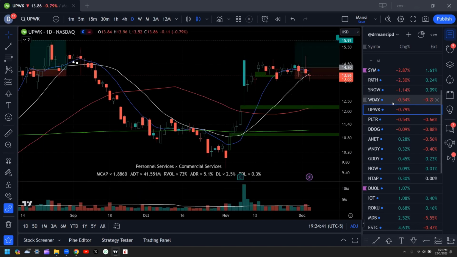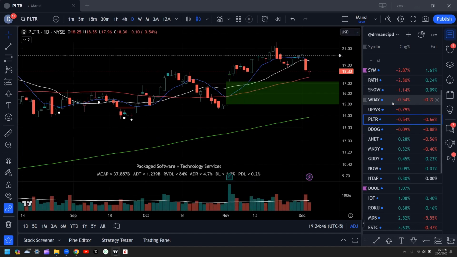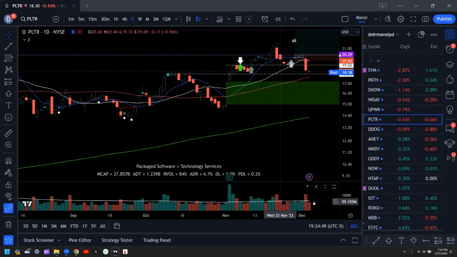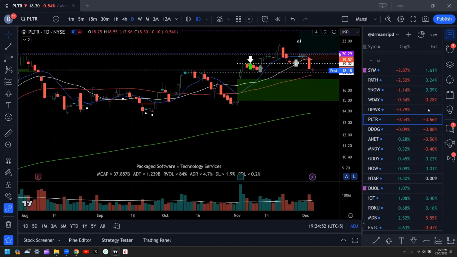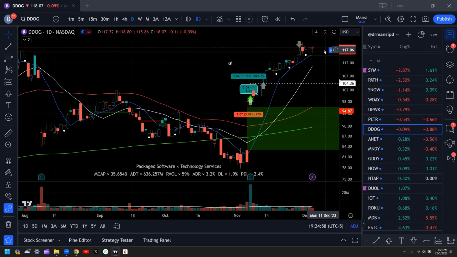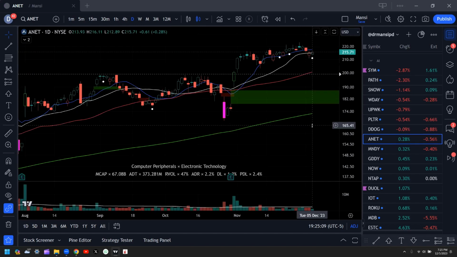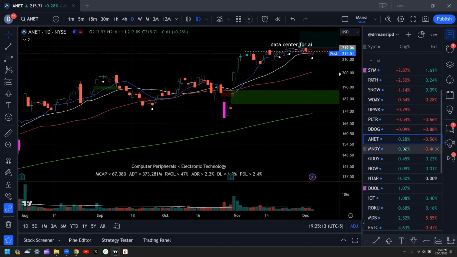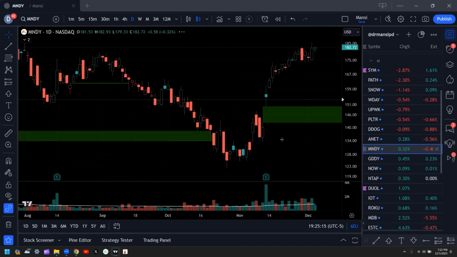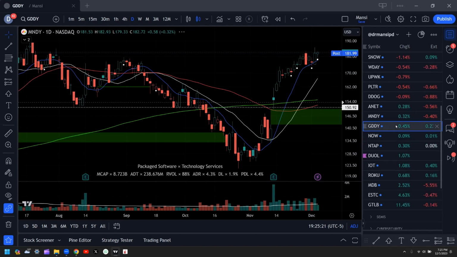Workday as well, similar setup. Upwork was looking really good 2 days ago, but got rejected, not setting up. Palantir, this has too much distribution volume for me to be interested in here. So no, not yet. DDOG, you can see it's slightly down in the post market. And I think that's because one of the other companies similar to this, MongoDB, came out with a little bit of a disappointing result. Monday, again, was constructive 2 days ago, not anymore.